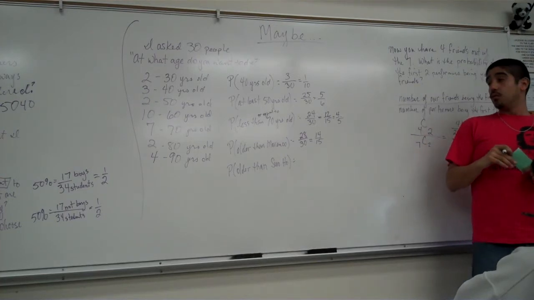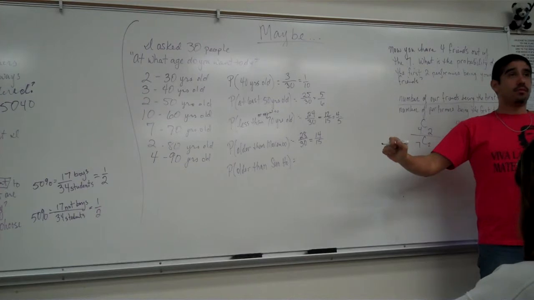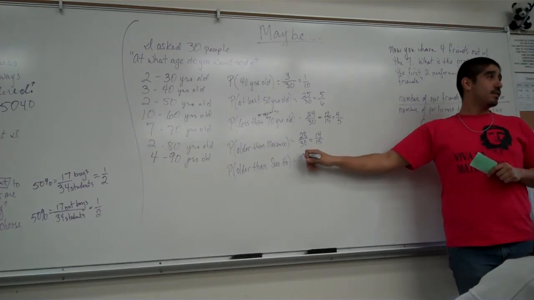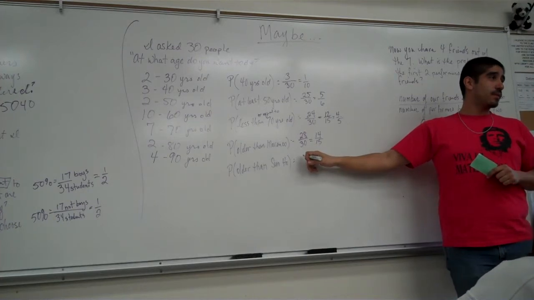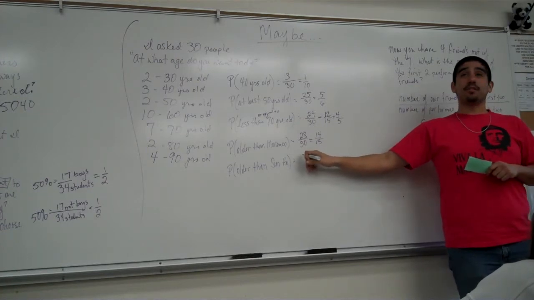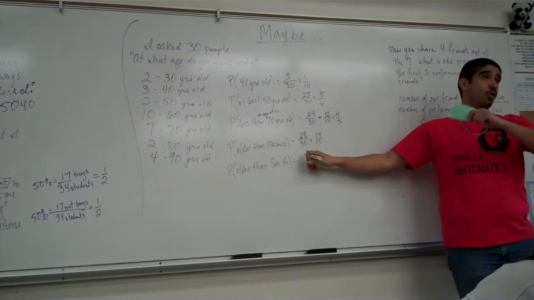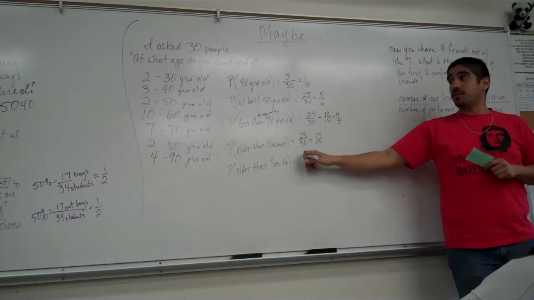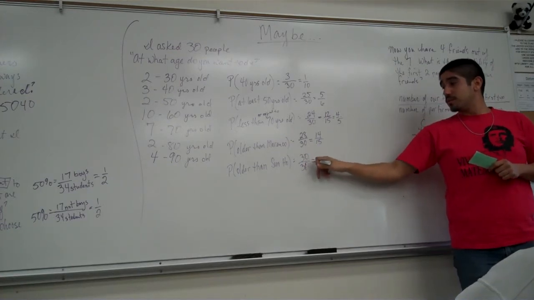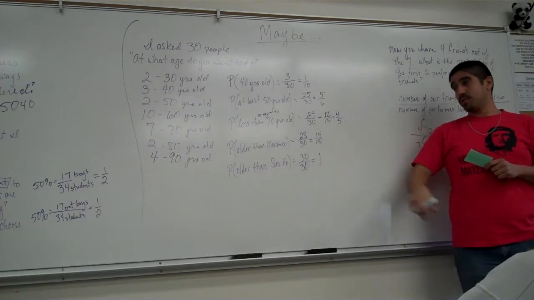That's good. What about older than Sun Ho? 30 out of 30. How old is Sun Ho? He just had a birthday, he's 17. So how many people want to die older than Sun Ho? 30 out of 30, which is 100%. Exactly.